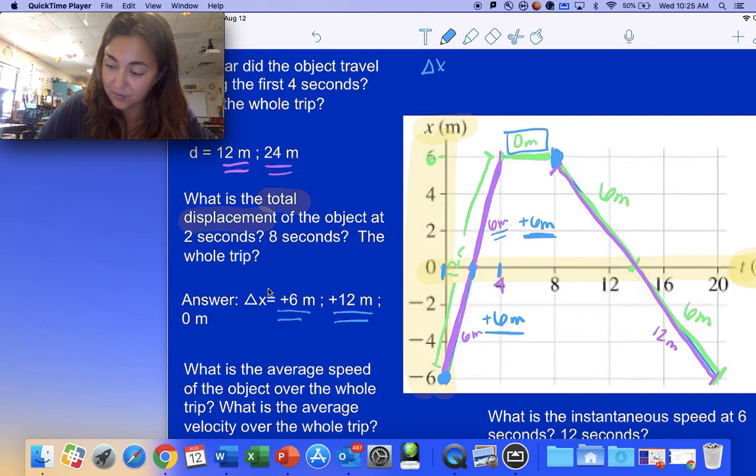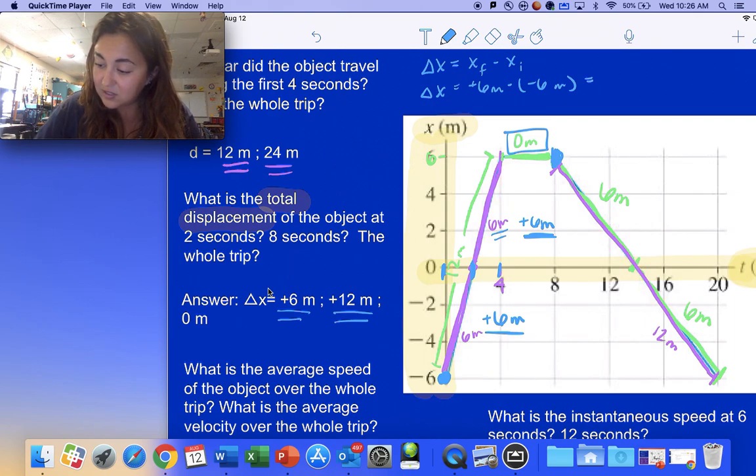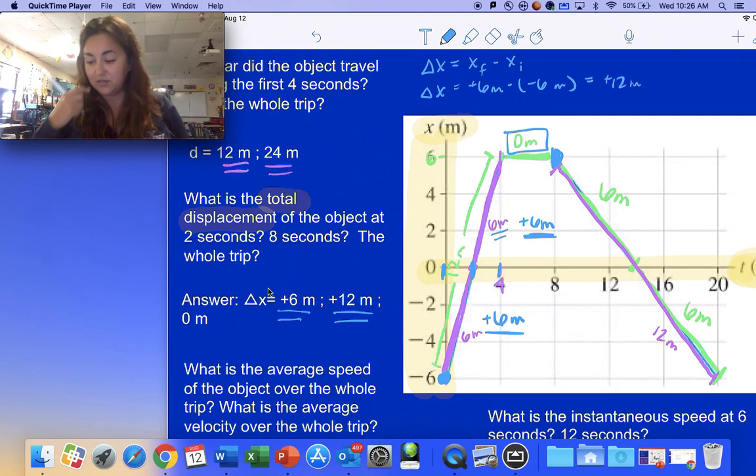And for those of you who like math, displacement is technically final position minus initial position. Final position is +6. Initial position was -6. Oh my gosh, look at that. Those negatives cancel each other, and I end up with +12 meters.